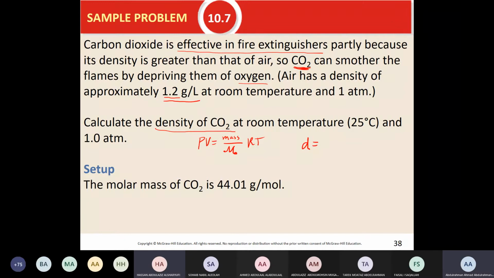MP over RT. Very good. All right. It is capital M, yes, I'm sorry, yes, I know this. It's not mass, it is molar mass. Okay, go ahead, calculate the density.